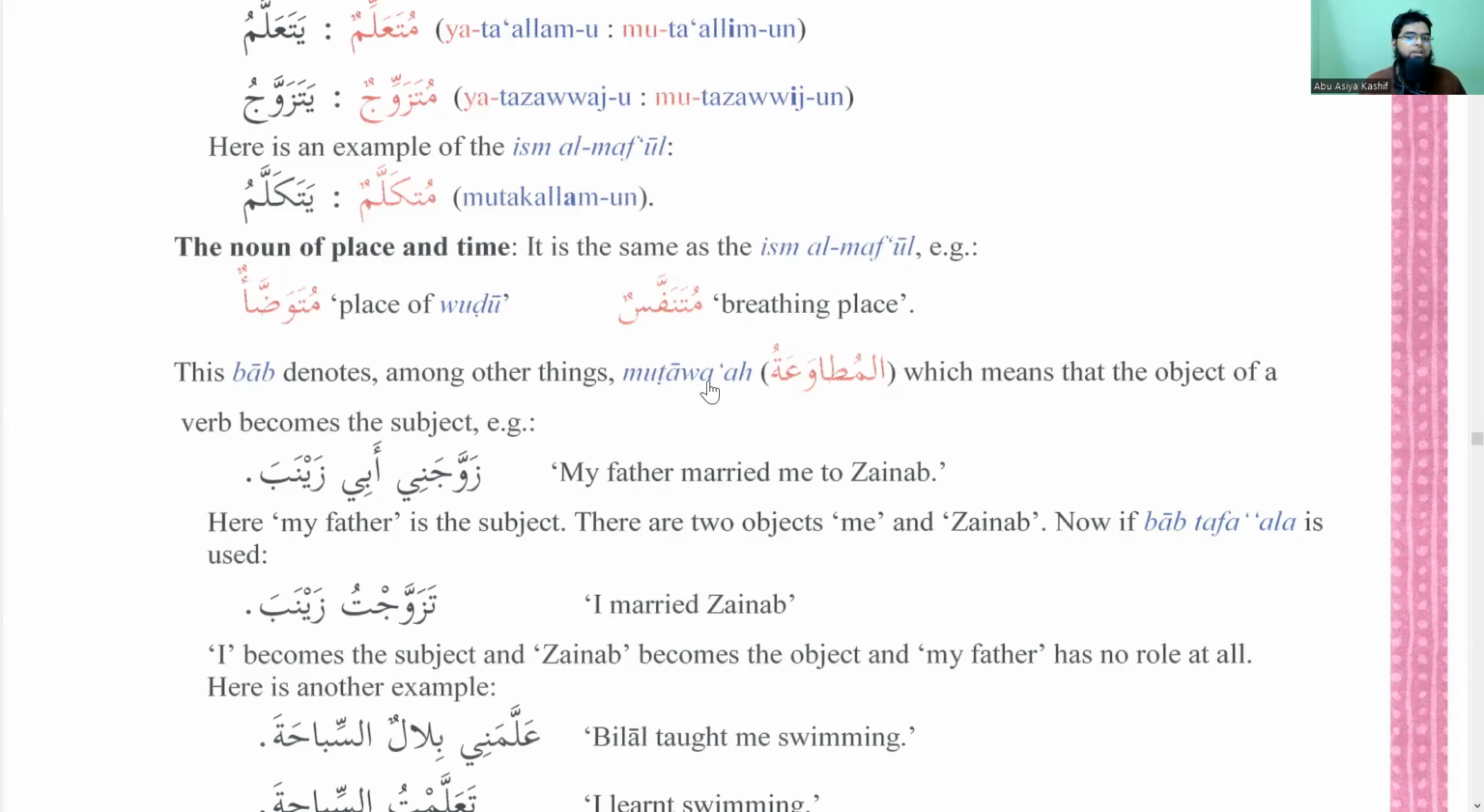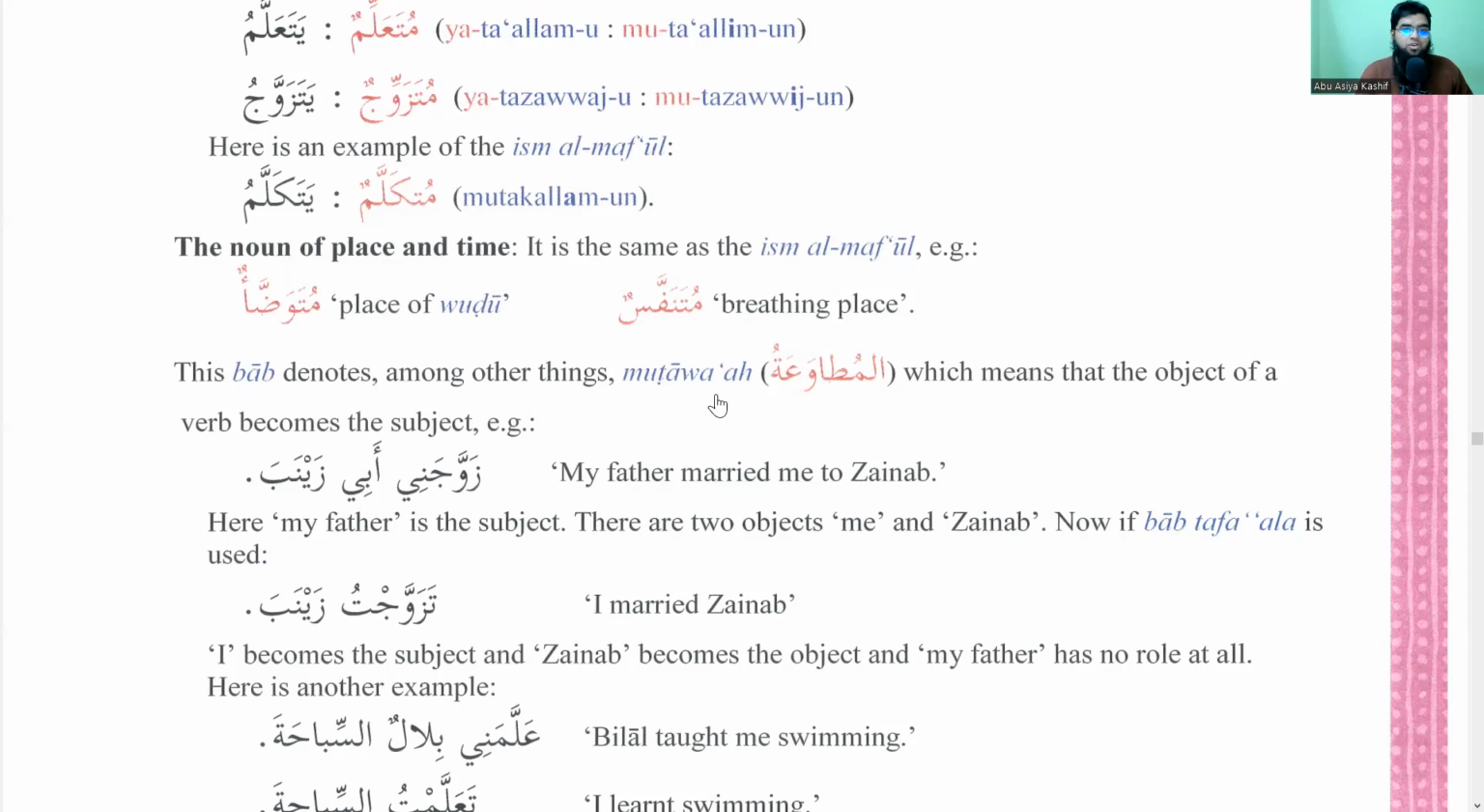Similarly, this bab indicates mutawa. What is mutawa? When the object of a verb becomes a subject. So you're ascribing the verb to the object. Like "the glass broke." We don't want to say "Hamid broke the glass" or "he broke the glass." We want to say "the glass broke." That's it. So that's called mutawa.